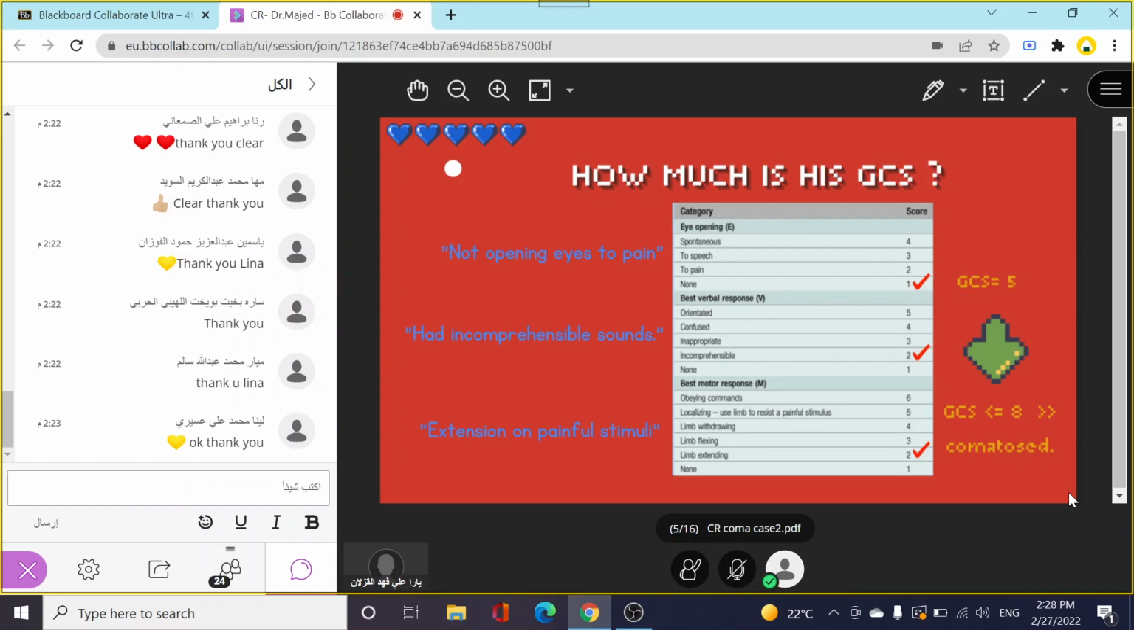Extension on painful stimuli. The motor response is still intact, just that it is extending and it is only on painful stimuli, which is why he will get 2. So the score of this patient is 5. It is less than 8, which indicates that it's a comatose patient.